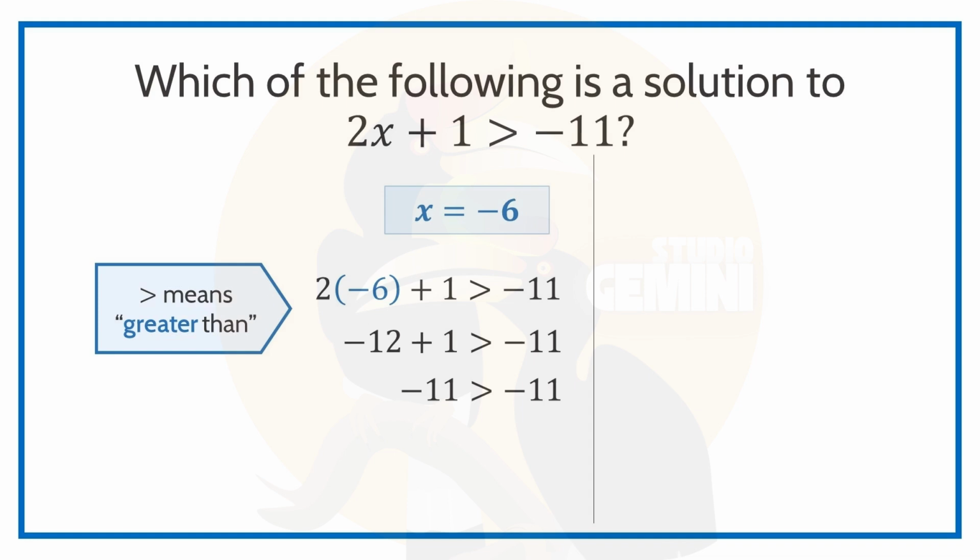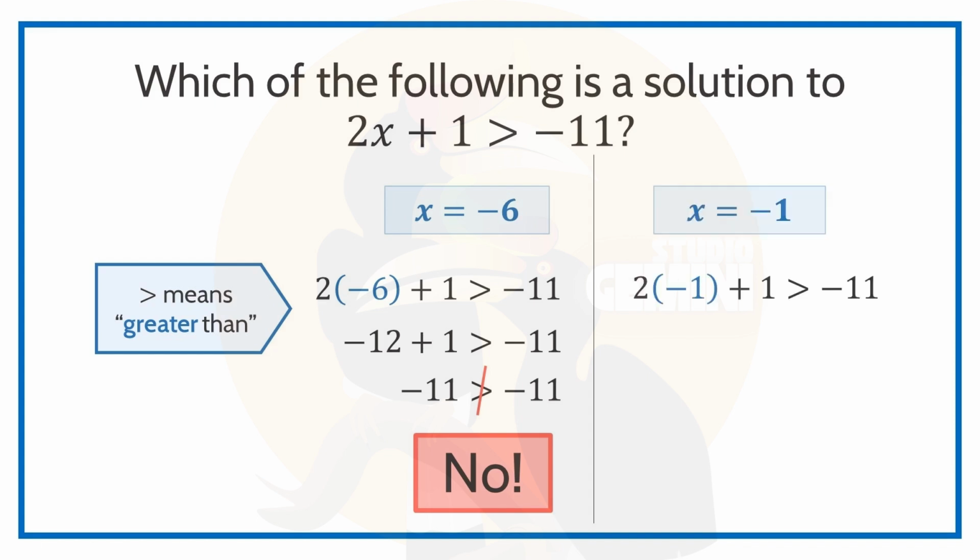Is -11 greater than -11? No. Since -11 is not greater than -11, the inequality is false. This means x equals -6 is not a solution. Now, we can plug in x equals -1 and see if that works. When we replace the x with -1, we get 2 times -1 plus 1 is greater than -11.